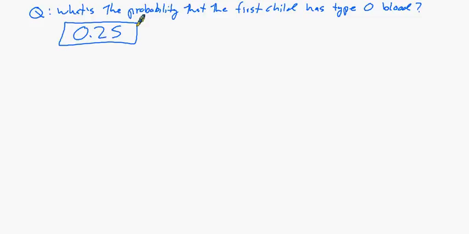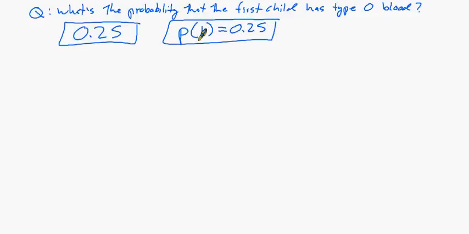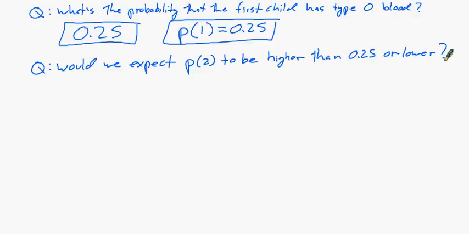The real question is about what happens with the second child. Though before that, I've been a little sloppy with my notation. Really we could say the probability that the first success happens with the first child is equal to 0.25. We're actually going to have to talk about notation and what we actually mean with that soon. But the next question is, would we expect the first success happening with the second child? So P of 2 would be the probability that the second child is the first child with type O blood. Yes, we have to be very careful with our numbers. So the first success doesn't happen until the second trial, the second child. Would we expect that to be higher than 0.25 or lower?